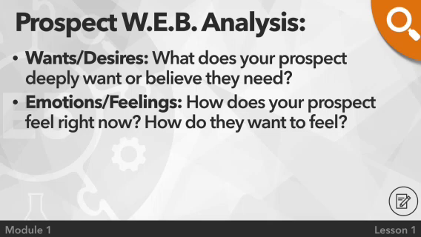Now we're going to talk about emotions and feelings. So we talked about what your prospect deeply wants or believes they need. Emotions and feelings are really just about understanding how your prospect feels right now and how they want to feel. How does your prospect feel right now about their situation, about the problem that your product or service alleviates? Do they feel angry? Do they feel embarrassed? Do they feel frustrated? And how do they want to feel regarding their current situation, right? How do they want to feel about the problem or situation that your product or service resolves or alleviates for them?